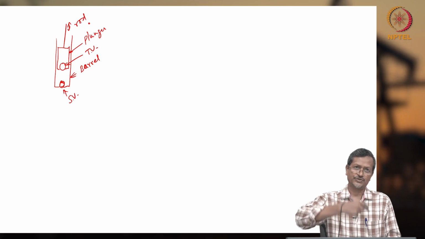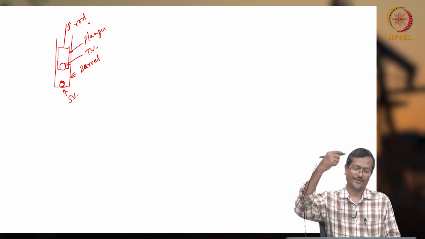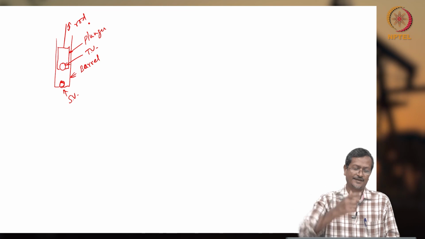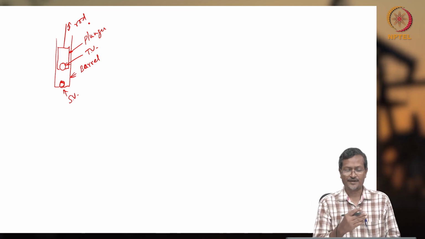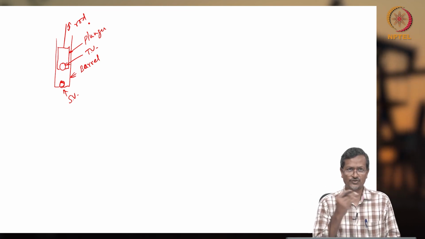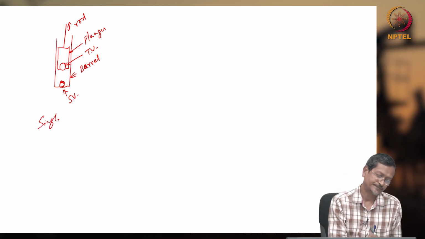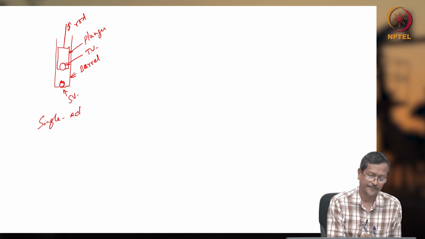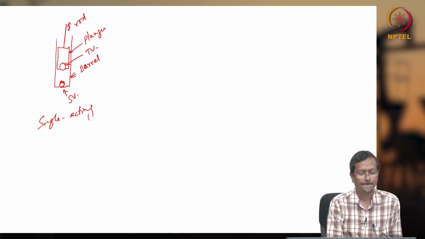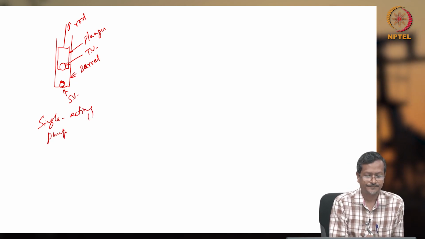So during upstroke only you are getting flow delivery. During downstroke the standing valve is closed, so fluid is not entering, so only during one stroke you are getting production. Okay, so this is a single stroke pump, single acting pump.